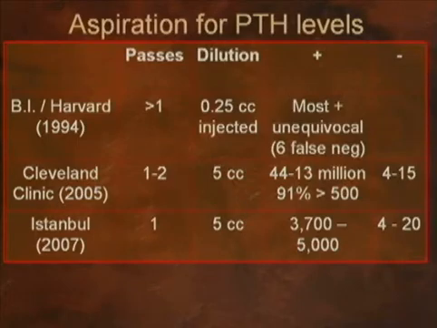And in their experience, the positive results range between 44 and 13 million picograms per ml. And 91% of their positives had a value greater than 500. In lesions that were not parathyroid adenomas, the values range from 4 to 15. And in this last study, more recently from a group in Istanbul, had a fairly similar technique. And in their experience, the positives ended up having levels between 3,700 and 5,000, and the negatives had levels between 4 and 20.